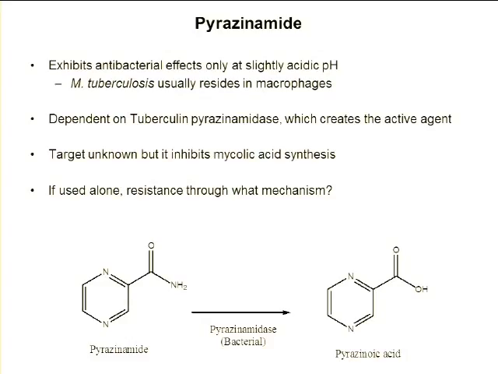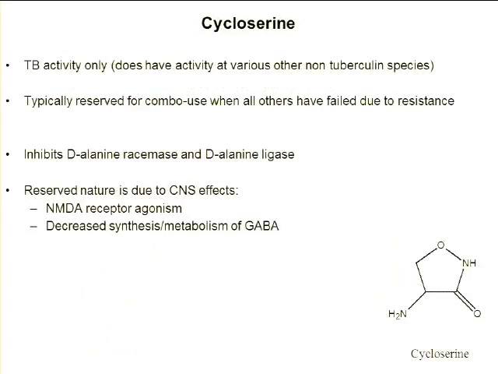All right, one final drug I'm going to cover with you. This is an agent of last resort, really, for TB, cycloserine. Cycloserine is really TB active only. It does have some activity at non-mycobacterial species, but TB activity only for our purposes. It's typically going to be reserved for combo use when everything else has failed due to resistance.